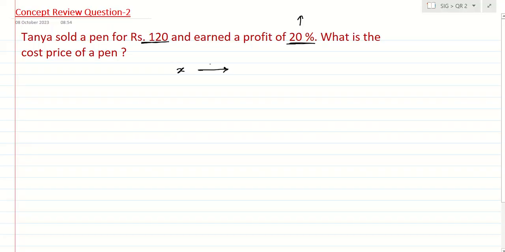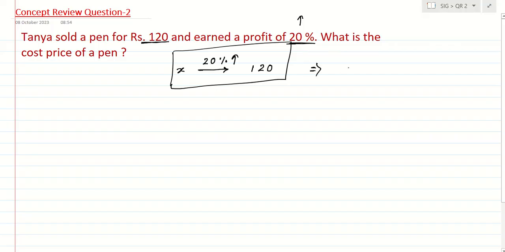I know the increment is given, 20%, and I have the final value 120. Correct, no? Okay, I can use the methodical approach, the multiplying factor concept. I told you how many times? 1.2 times. Correct, no? Increment.